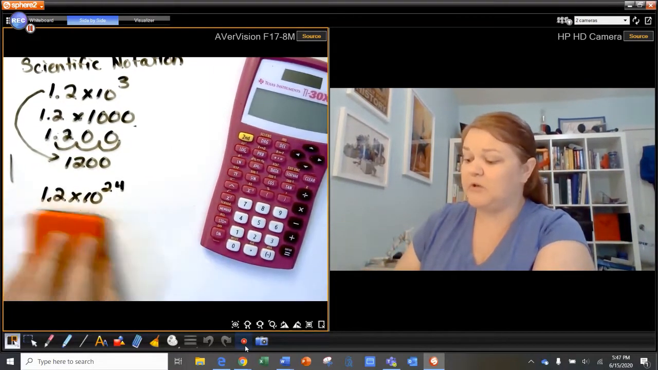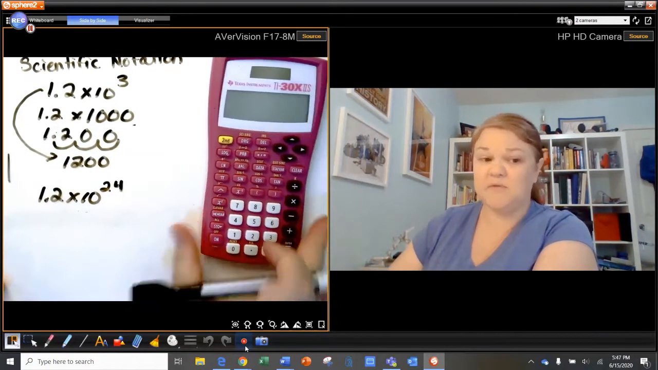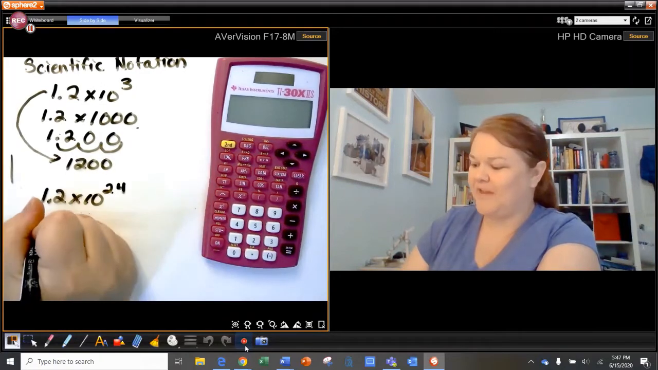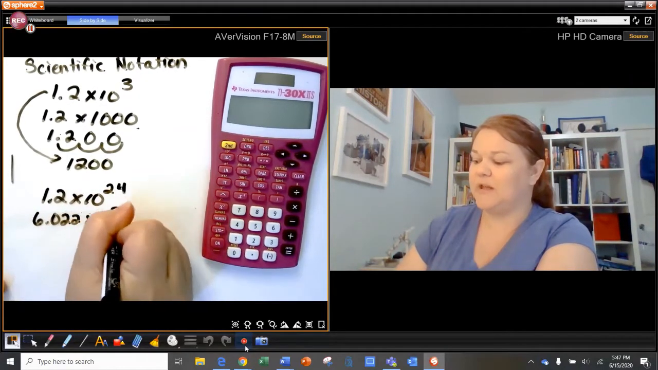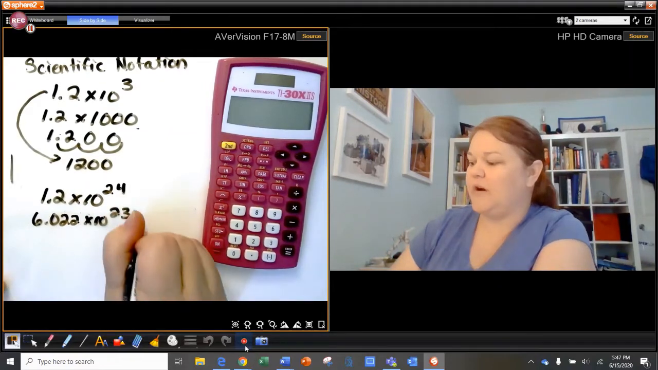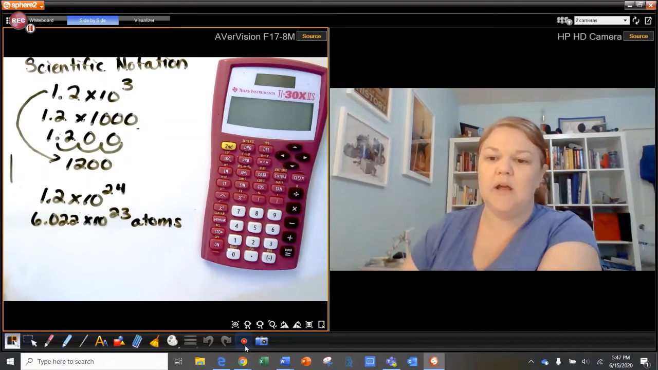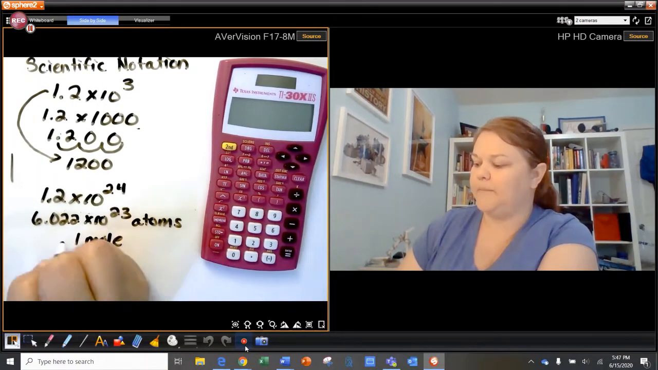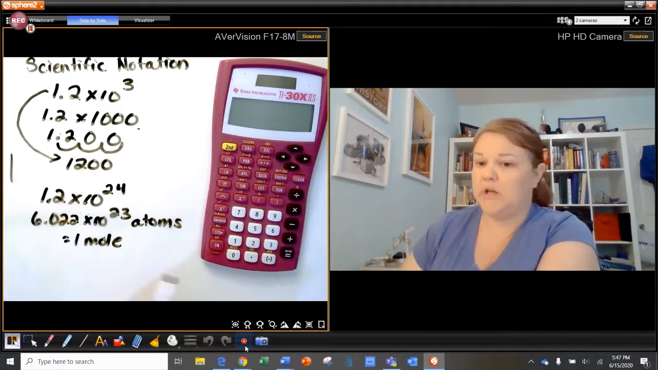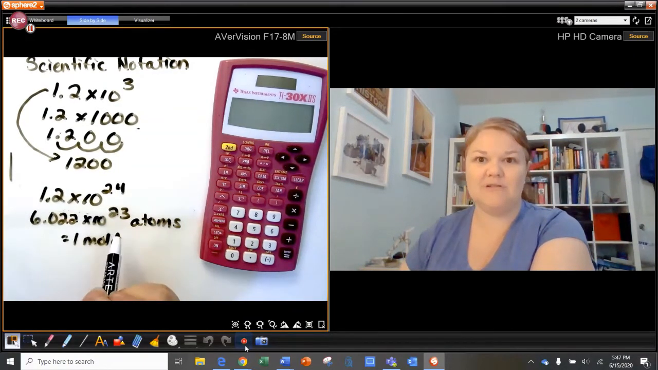And yes, we do have numbers that are that big. A famous one is called Avogadro's number, and it is 6.022 times 10 to the 23rd. And that's the number of atoms or molecules or electrons or something in 1 mole of something. So we're going to use the idea of the mole a lot. We will convert using this number sometimes.